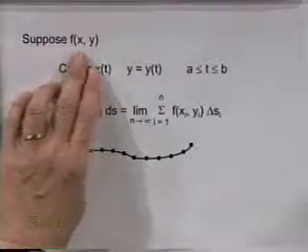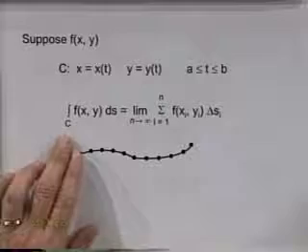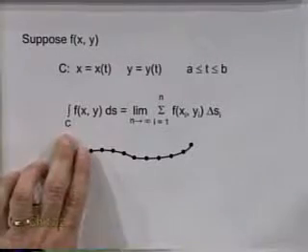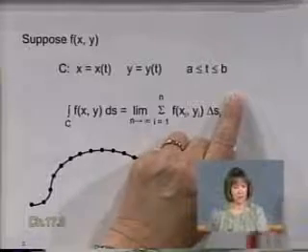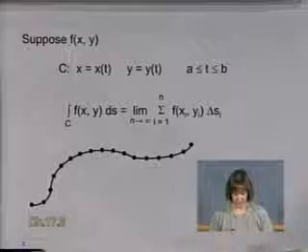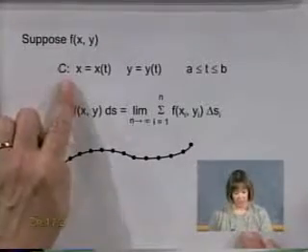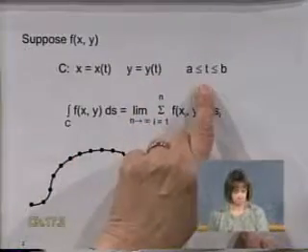Suppose I have a function f of xy, and I want to integrate the function f of xy over some curve c, which is given parametrically. And we could do this in 2 dimensions and 3 dimensions. For starters, we're going to do 2D, and then of course we'll kick it up a notch and go to 3D. But c is given by x equals x of t, y equals y of t, and t is ranging from a to b.